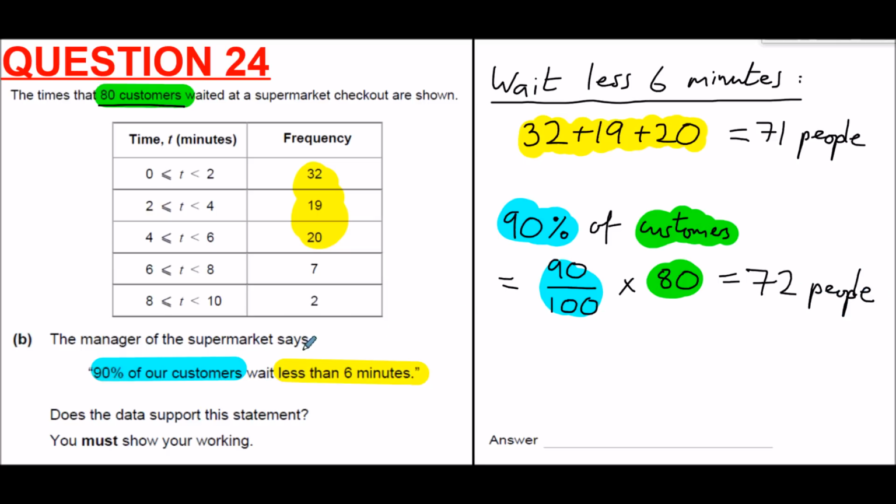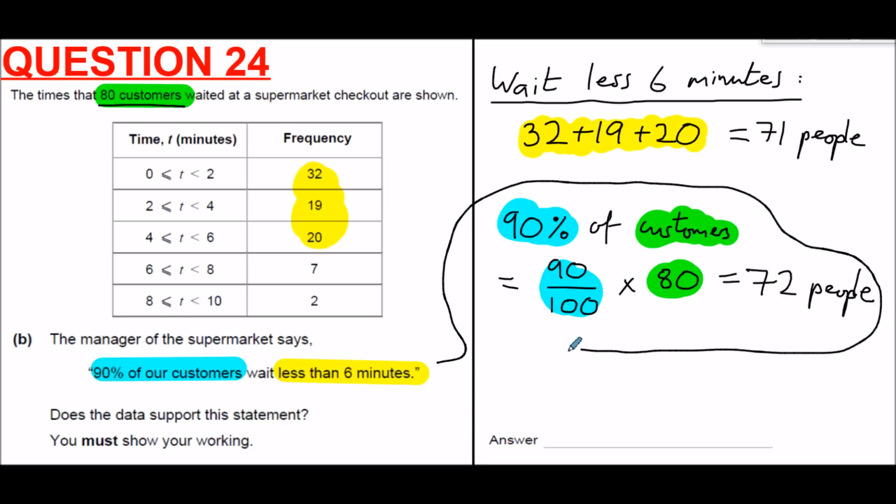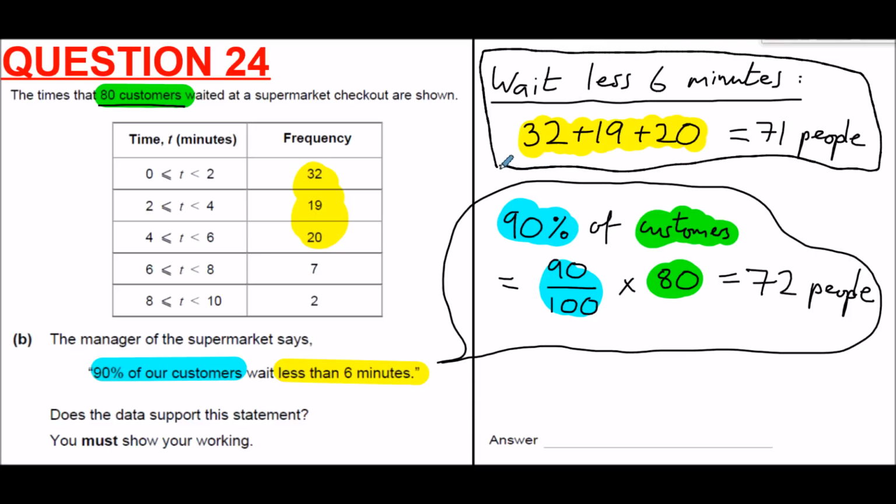So what the manager's saying is that 72 people wait less than 6 minutes, whereas actually only 71 people waited less than 6 minutes. So although he's close to being right, he's not actually right. He's one person out. 71 people waited less than 6 minutes. He's claiming one person extra with 72. So does the data support his statement? The final answer is no, it doesn't.